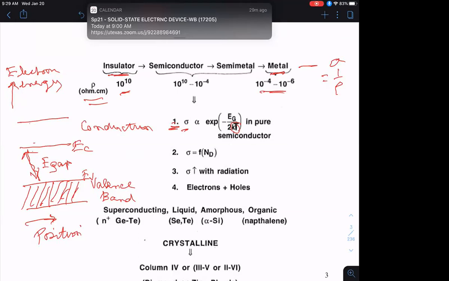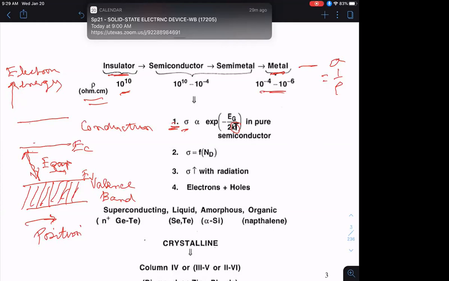That's what I call EG, okay? Divided by 2kT, k being the Boltzmann constant, and T is temperature in Kelvin. So in this class, of course, in all science classes, you always measure temperature in Kelvin. So if you have temperature in centigrade, you have to add 273 degrees to that, okay?